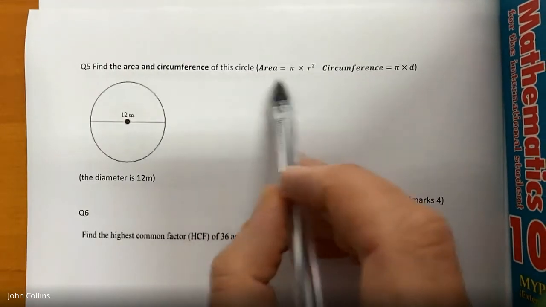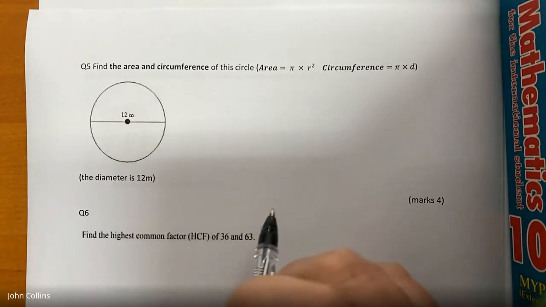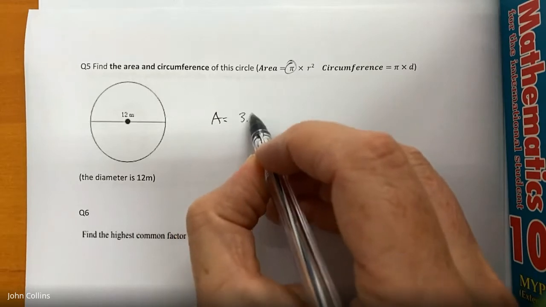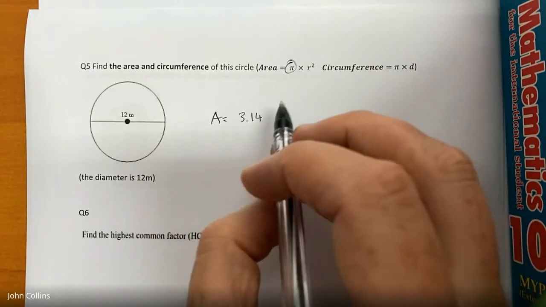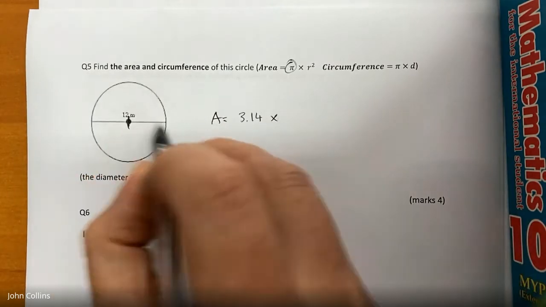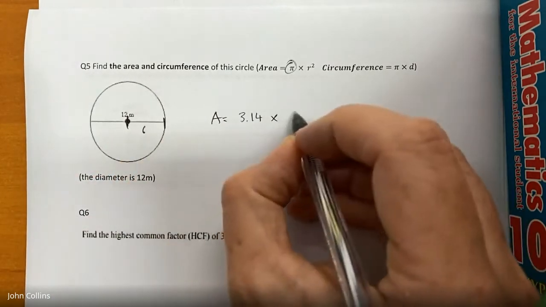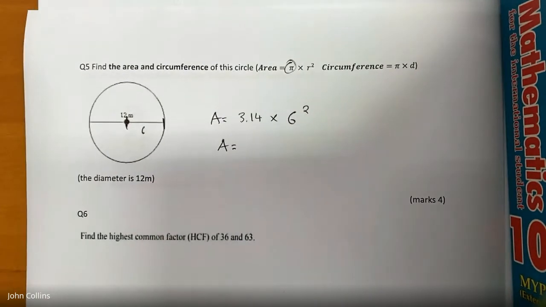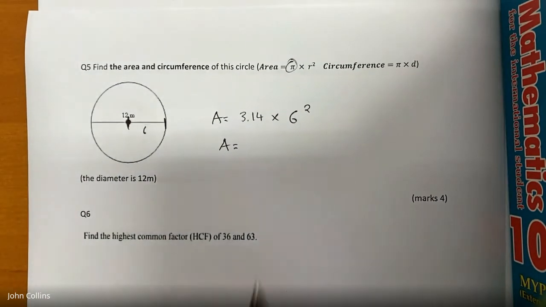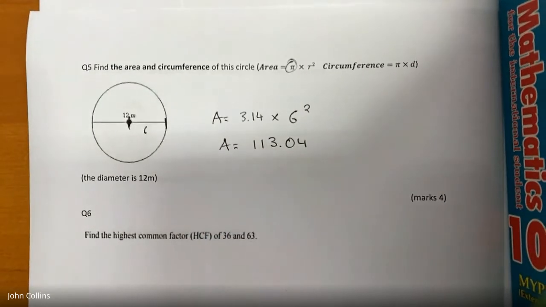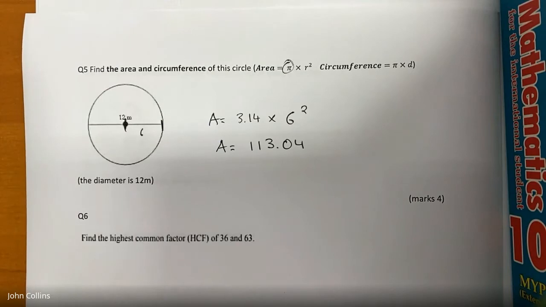Okay. Pi r squared for the area here. So area is going to have to be pi. I'm just going to use 3.14. I didn't specify how to round this. I probably should have. Multiply by the radius. So the radius is going to be half of this, isn't it? It's going to be 6 squared. So the area then is going to be 3.14 times 6 squared, which I think is 113.04. That's what I got as well. Okay. So well done for you guys on the area.